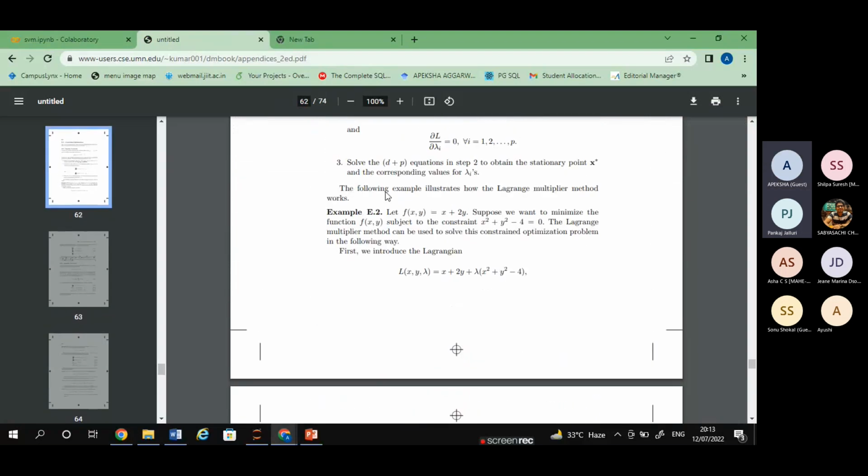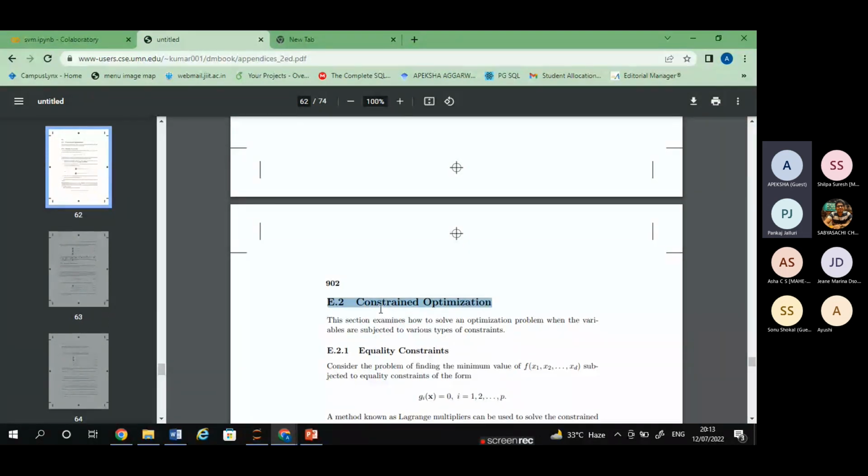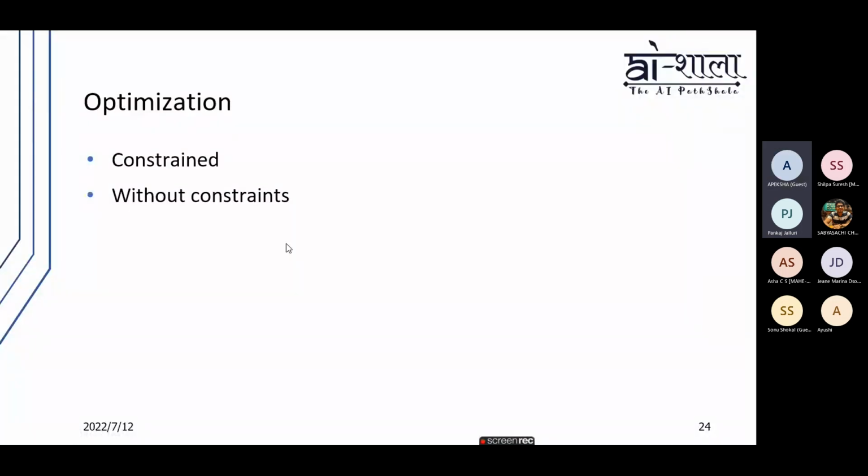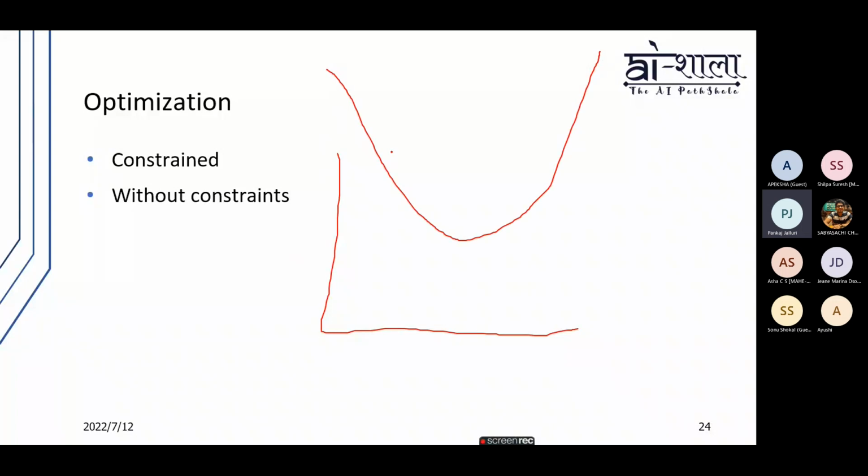So what is a constrained optimization? I will tell you just the basics. I will not get into the maths behind it. I will tell you in simple terms. Suppose I have to find the maximum of this function. Finding the maximum of this function is infinite, right? Infinite points are there, and it can maximize up to a certain point.